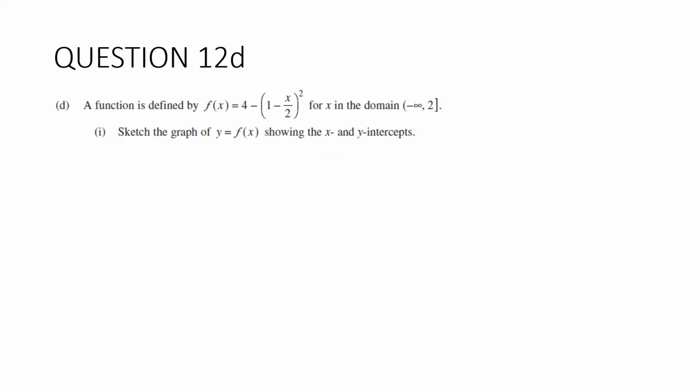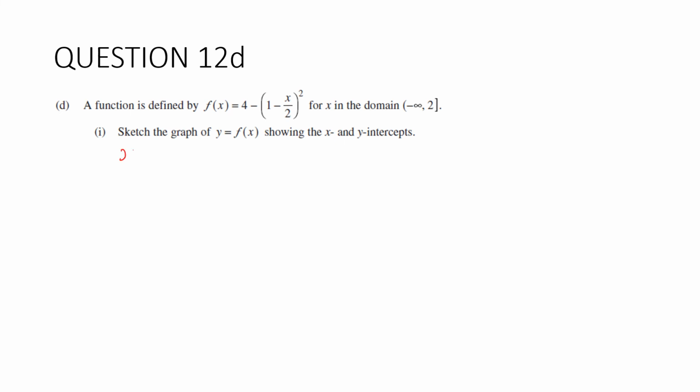12d. A function is defined by f of x is equal to 4 take away, in brackets, 1 minus x on 2, all squared, for x in the domain negative infinity up to and including 2. Sketch the graph of y equals f of x showing the x and y intercepts. All right, so let's start with the intercepts.